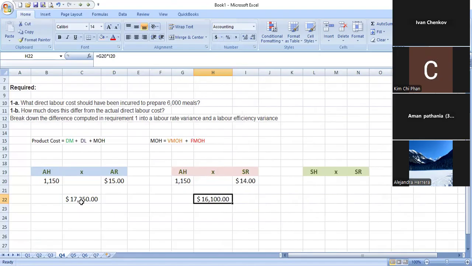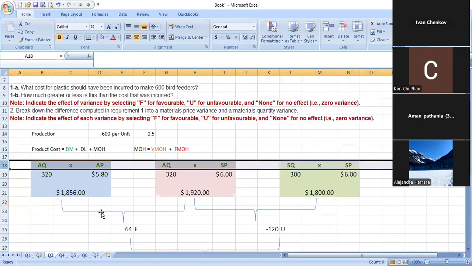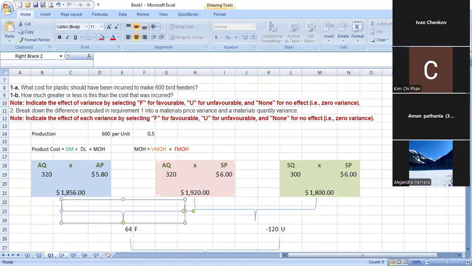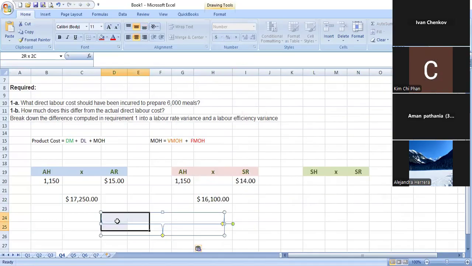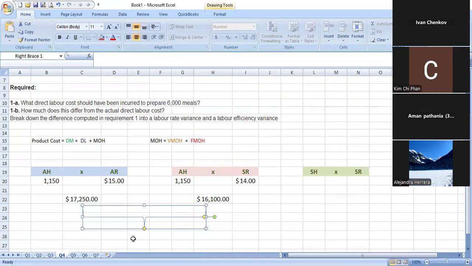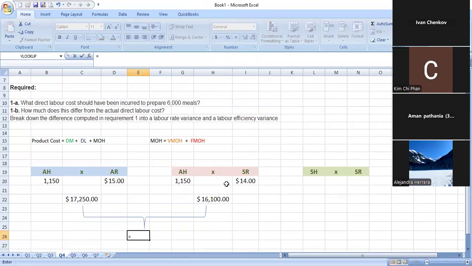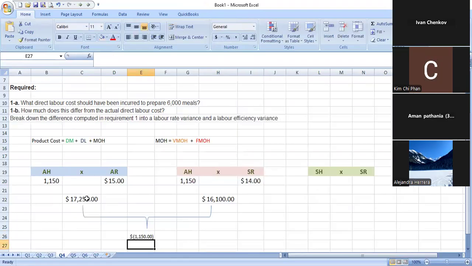Is that in our favor or against us? Is this favorable for us or unfavorable? Unfavorable. Why? Because we're overspending. And in fact, how much are we overspending? 16,100 minus 175. We spent, we're overspending $1,150.